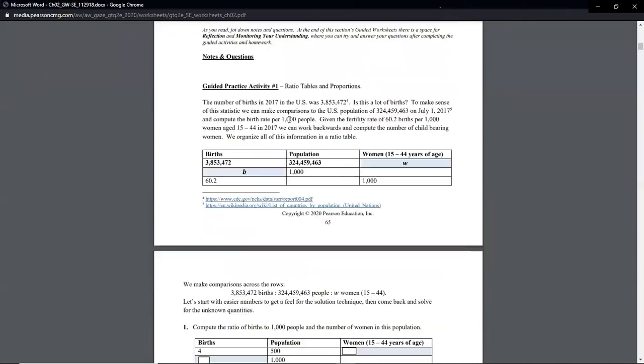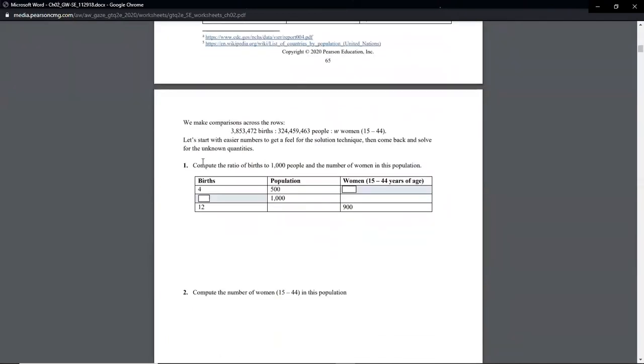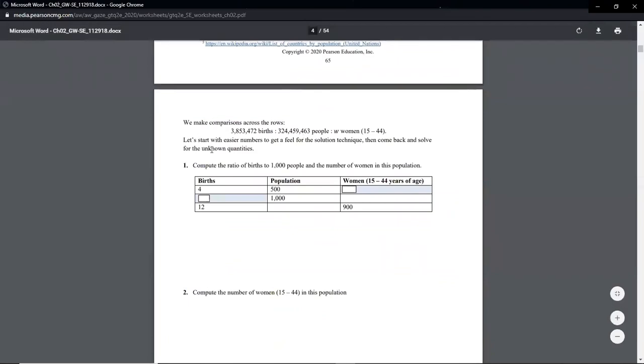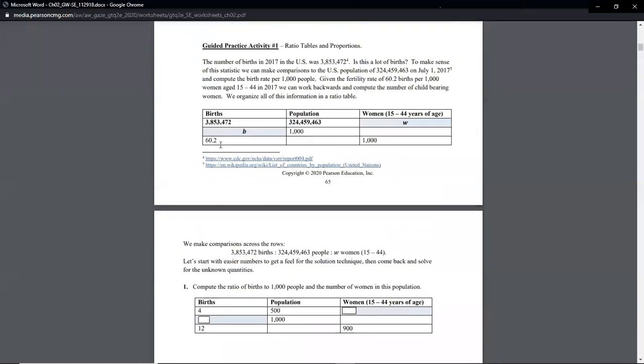Now, before we actually go and do it with those numbers ultimately, let's keep this simpler and let's just do a different problem. So we will come back to that, but for now, let's start with easier numbers to get a feel for the solution technique and see if we can have things make sense to us. So instead of saying it's 3.8 million births for 324 million people in America, we're saying it's 4 births for 500 people in some random population. There's only 500 people in this population, and out of them, there were 4 births that year.